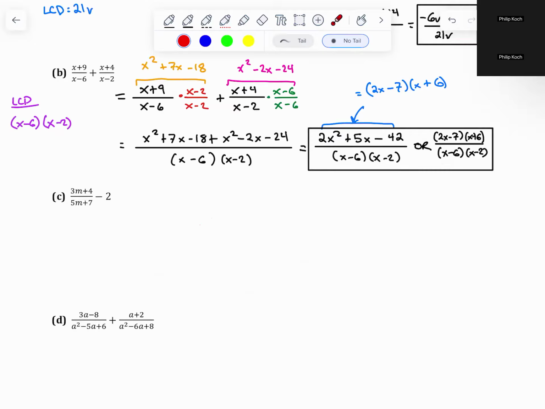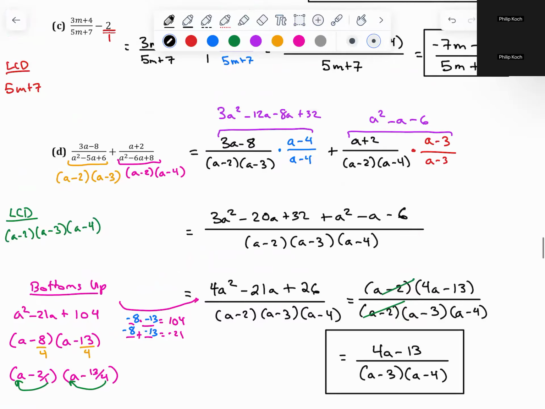The next one and the next two, I'd like you guys to do them. What I'm going to do is talk about part C for just a second before we start working on it. What's the LCD? 5n plus 7, that's right. Because 2 can be considered as 2 over 1. So the LCD here is just 5n plus 7. So go ahead and work through those two. I'll pause the recording so that you should too, so that you can work through it.